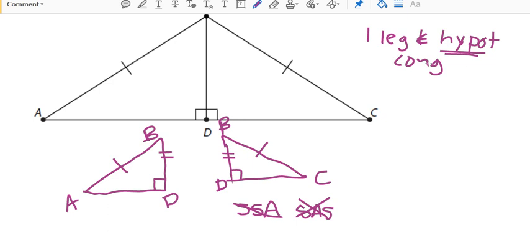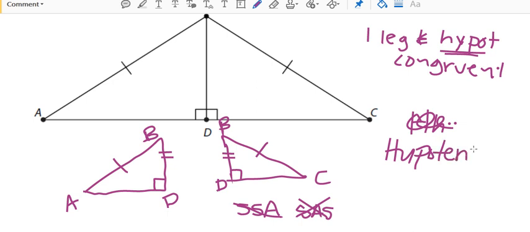So if you have one leg and one hypotenuse that are congruent to one leg and one hypotenuse of another, then you can use the theorem that only works with right triangles, which is called the hypotenuse leg theorem. So anytime you're looking at a right triangle, be very careful that maybe you're looking at hypotenuse leg.